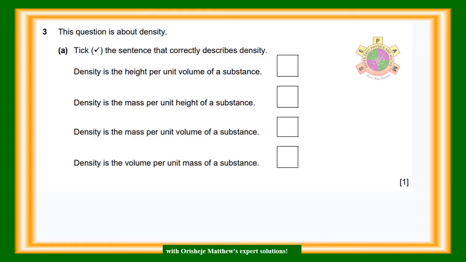Question 3. This question is about density. Question 3a. Tick the sentence that correctly describes density. Density is the height per unit volume of a substance. Wrong. Density is the mass per unit height of a substance. Wrong. Density is the mass per unit volume of a substance. Tick. Density is the volume per unit mass of a substance. Wrong. The unit of density is kilogram per cubic meter.